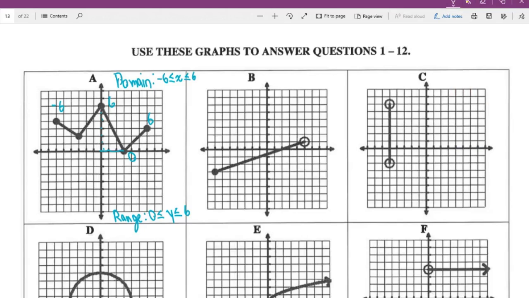Okay, let's do a different color. So let's look at B. We want to find the domain first, so I'll put that on top. Okay, so we'll start at the origin. So -1, -2, -3, -4, -5, -6, -7. That's our leftmost x value on the graph. Then we're going to go back to the origin to find the rightmost point. 1, 2, 3, 4, 5.